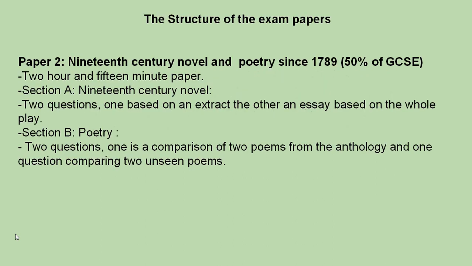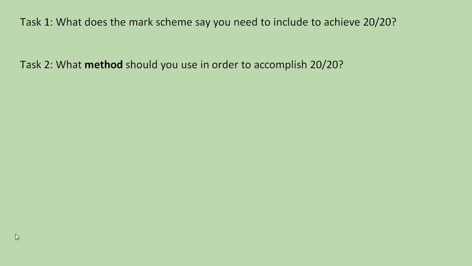Now, the structure of the exam. Paper 2 is worth 50% of your overall GCSE Lit grade. It's a 2 hour and 15 minute paper. There are two sections. Section A is the novel from the 19th century, and there are two questions, one based on an extract, the other a whole essay, and we're focusing on the extract today. And section B is based on poetry. One question is about your anthology, the other question being an unseen. Both are comparison questions.